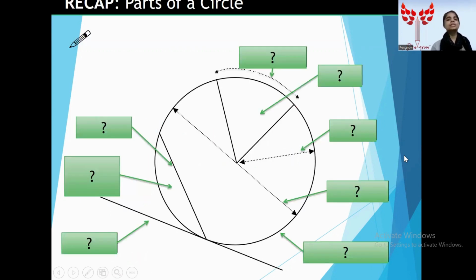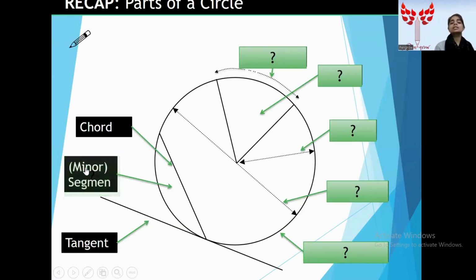Right. So before starting the topic of circle theorem, we need to understand all the nitty-gritties of a circle, right? We need to know what each part actually means. So this right over here, this is your chord, okay? And this is your chord. This, which only touches the circumference of the circle once and then moves away, sorry, that is your tangent, right? This is a minor segment, right?